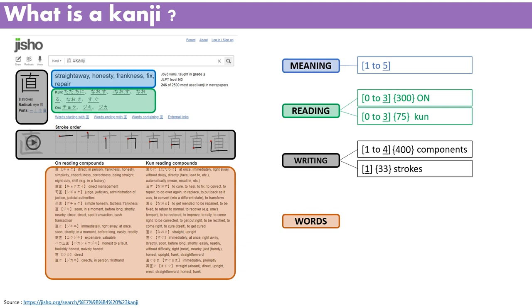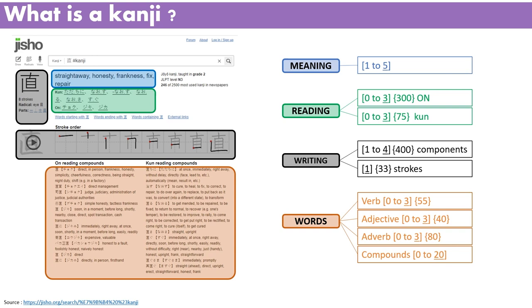And finally, the words, which I separated into verbs, adjectives, adverbs, and compound words. So a kanji can, but it's not always the case, become a verb, an adjective, or an adverb. Let's wrap it up. Those are what I call the dimensions of a kanji, and you need to learn all of them if you want to know a kanji.